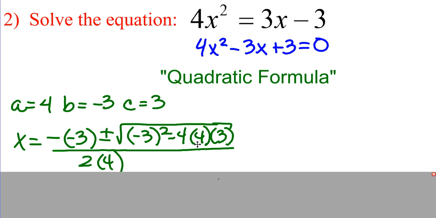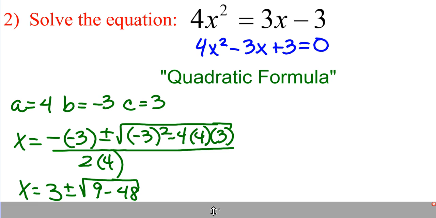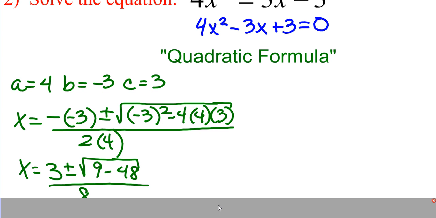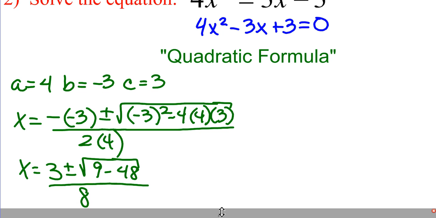A negative times a positive, that will be a negative. 4 times 4 is 16, so I've got a -16 times a +3, that would be a -48. So right now I have x is equal to 3 ± the square root of 9 minus 48, all of that being divided by 8.